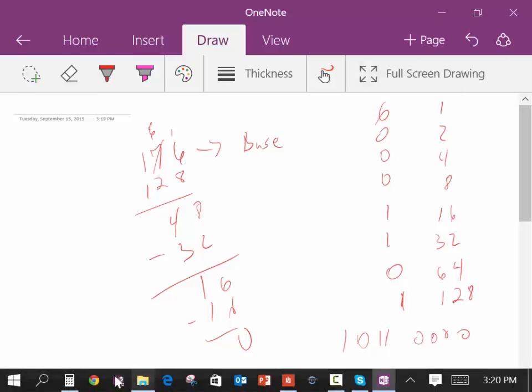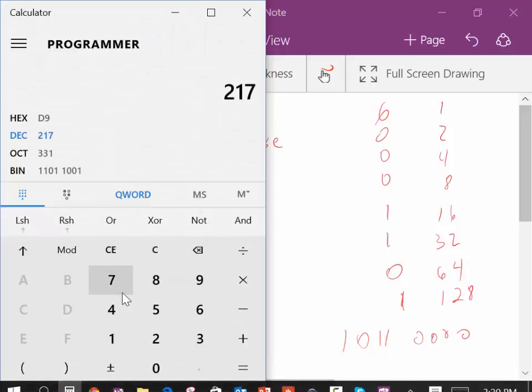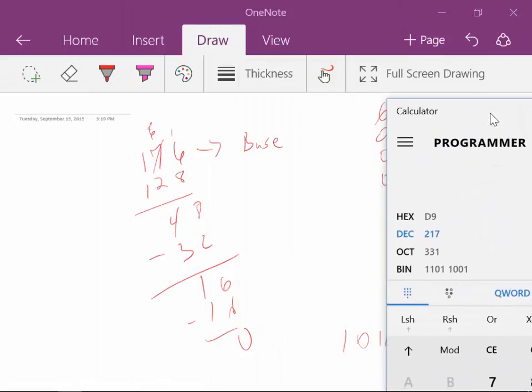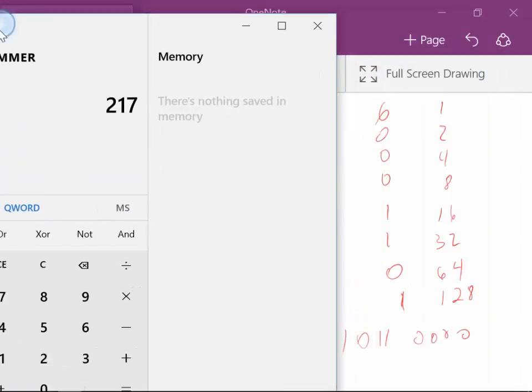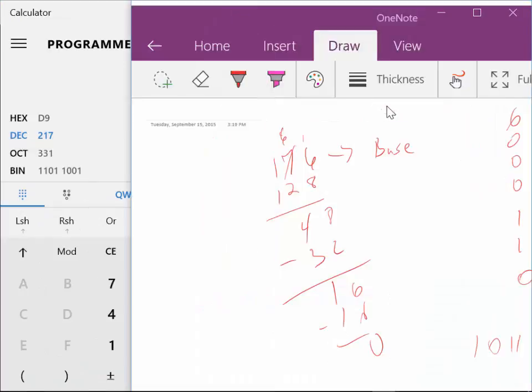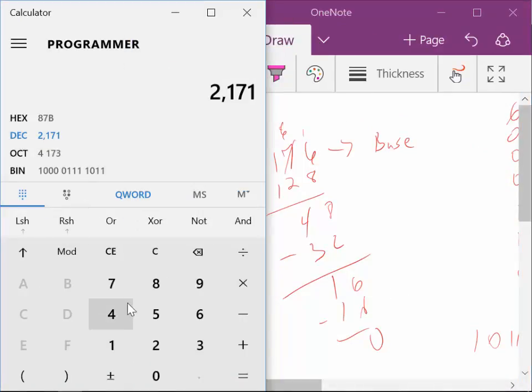Is that the right answer? We started off with, what did I say? 176. Oh, we need to clear. 176 is 10110000. That's it. So we get the right answer.